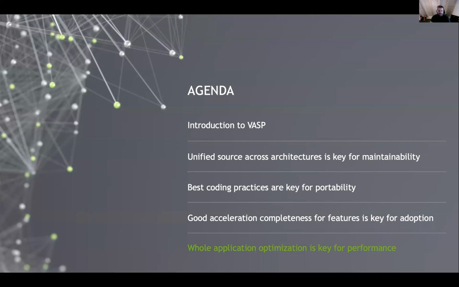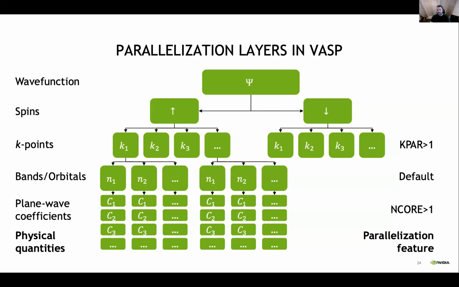But keep in mind, there's Amdahl's law, and if you only accelerate 50% of the application, the best speedup you can theoretically get is 2x, right? So yeah, we need to run and profile the whole application. So for VASP, that first meant for us that we need to take a look at all the different parallelization layers, because there are implications for this.